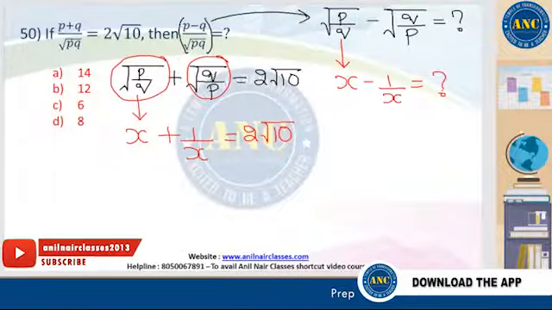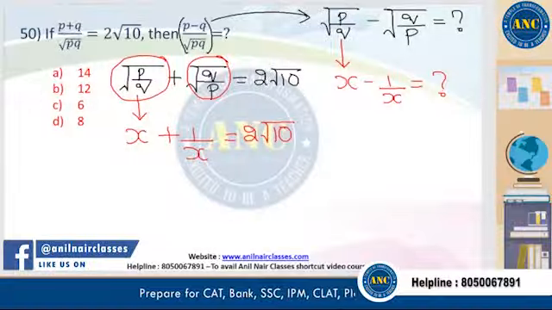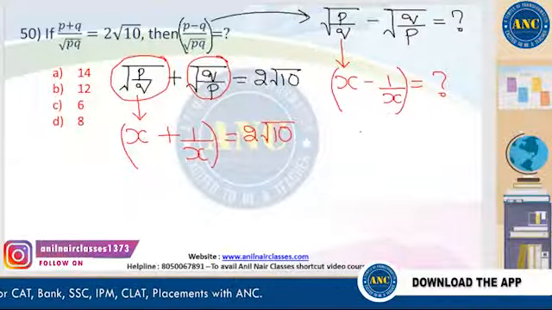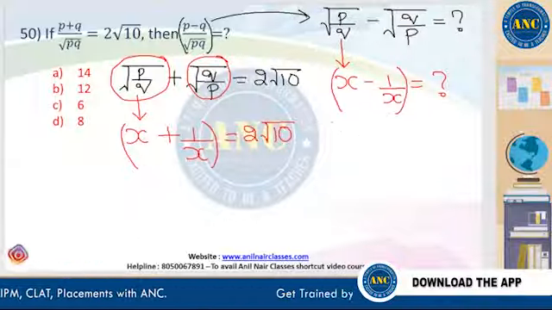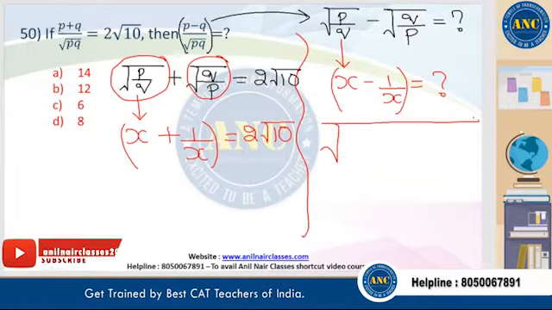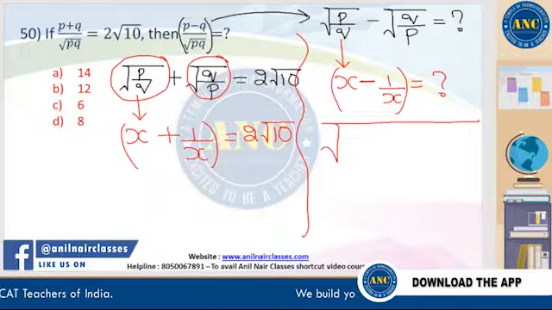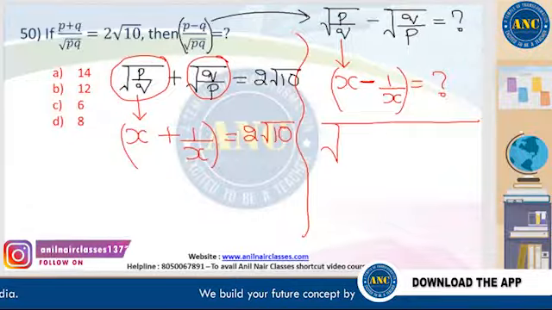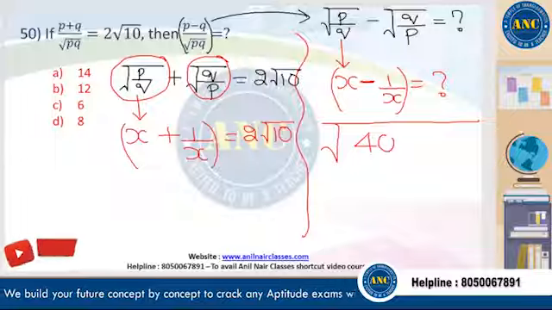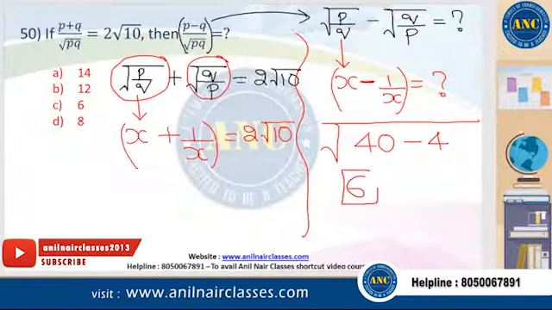Very simple, sir. Once again, it is exactly similar to question number 48 and 49. x plus 1 by x is 2 root 10. x minus 1 by x is how much? So, x minus 1 by x is nothing but plus or minus square root of k square minus 4. Why minus 4? Because the question is asking for x minus 1 by x. k square is 2 root 10 whole square, that means it is 4 into 10, 40. 40 minus 4 is 36. Square root of 36 is 6.